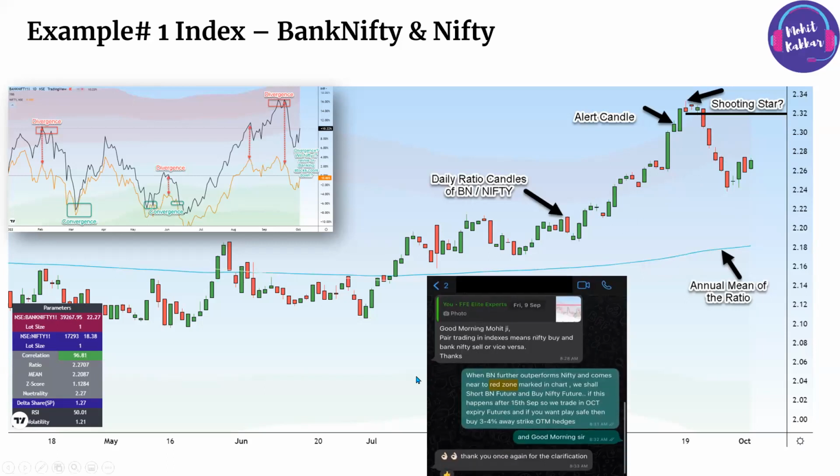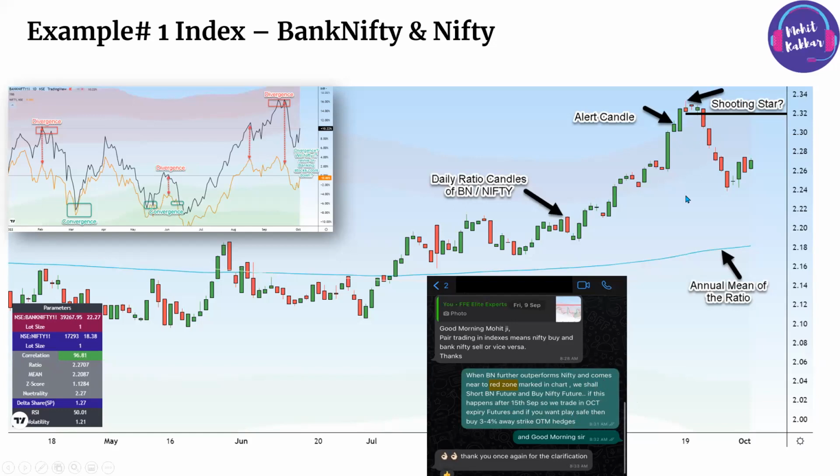I had some discussion with one of our group members when I shared this in chat, I think on 9th September. He had a very basic question: when we say pair trading, which one should we buy, which one should we sell? So I explained that we will short Bank Nifty when it continues to outperform Nifty and comes to a red zone. I put one red zone in the chart, if this happens after 15 September.